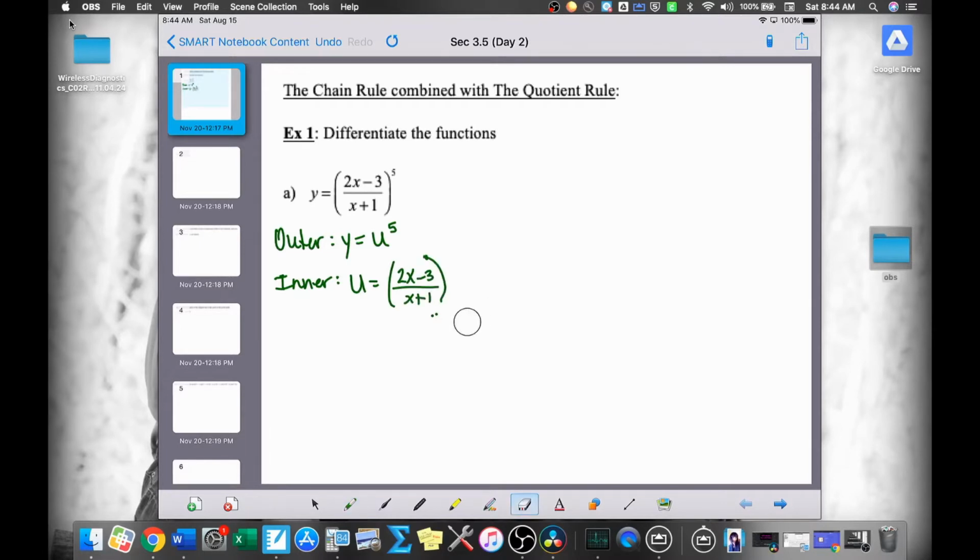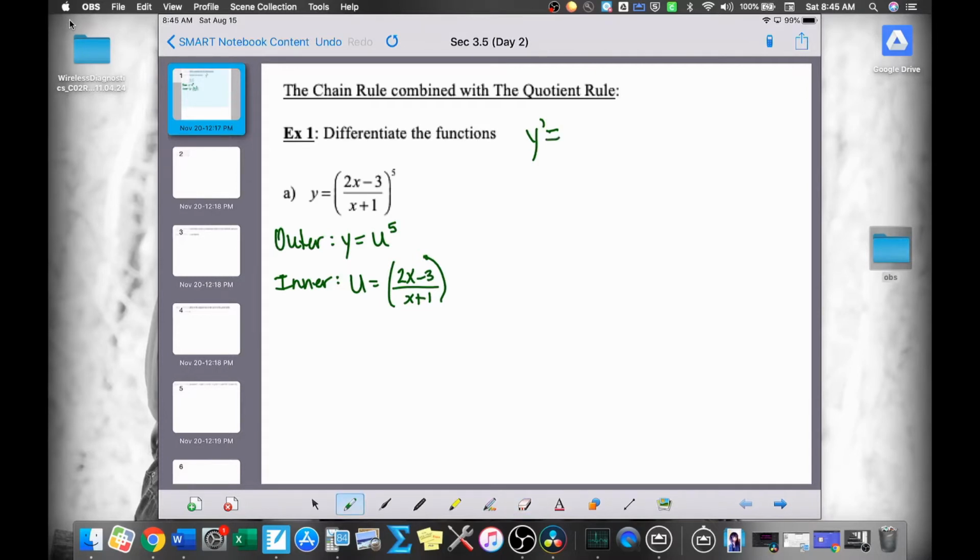When I think about using the quotient rule with the chain rule, it comes into effect whenever I have to do the derivative of something. And remember, our quotient rule is low d high minus high d low over low squared. Our y prime, or our dy dx, however you want to say it, we have to begin with the chain rule first because our outer function is something raised to the 5th power.